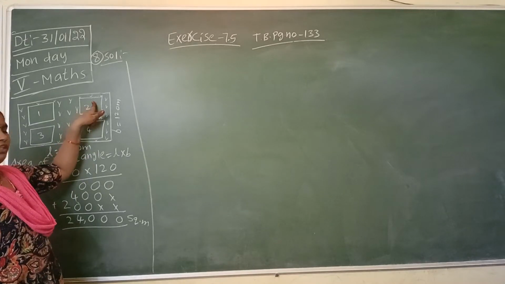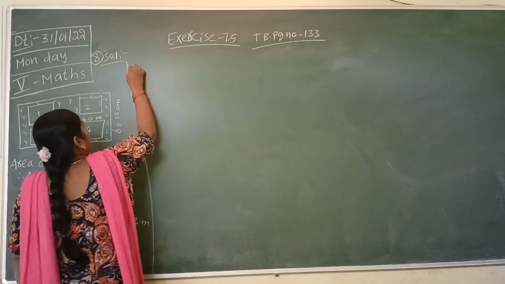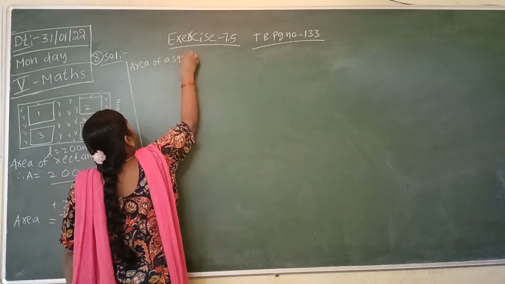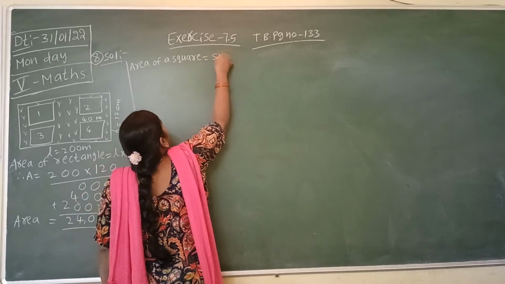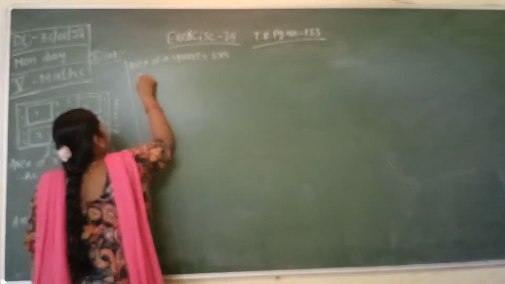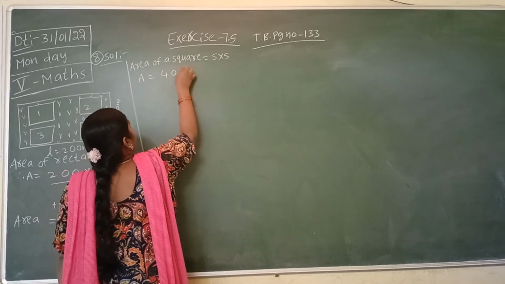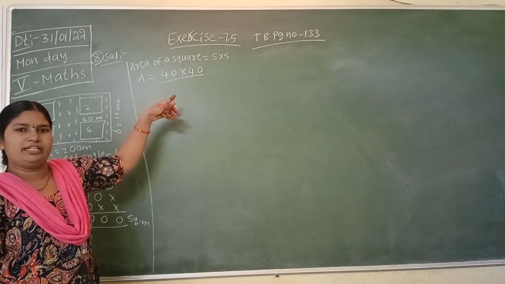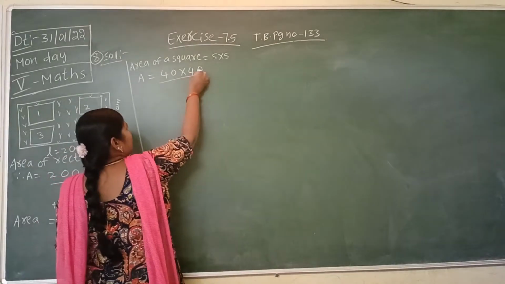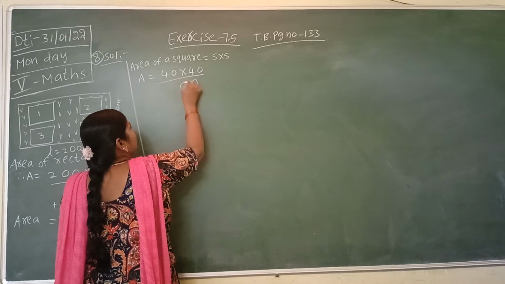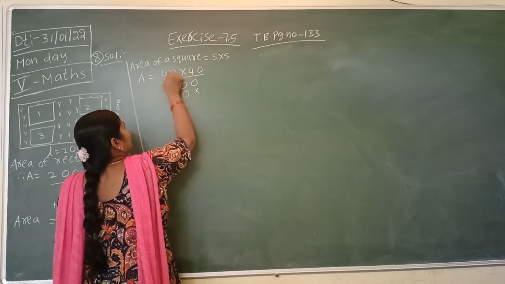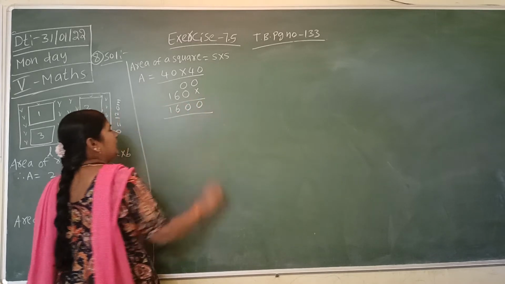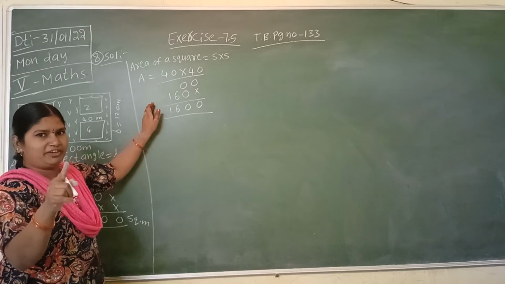Now you have to find out the area of a square. Area of a square equal to side into side. Area means we are showing with A, one side they given as 40. One side 40 is there means another side also we are getting 40 only. Now multiply 0 into 0, 0, 0 into 4, 0. 4 into 0, 0. 4 4's are 16. 0, 0, 6, 1. It is the area of one flower bed.